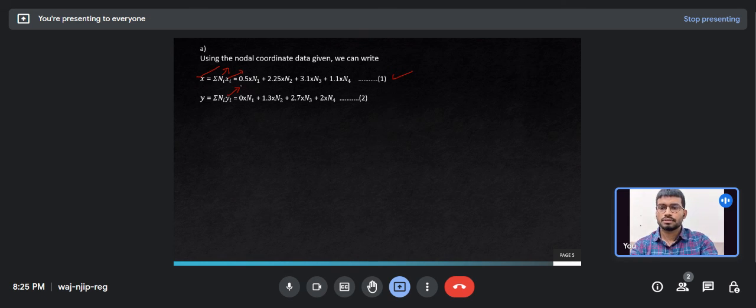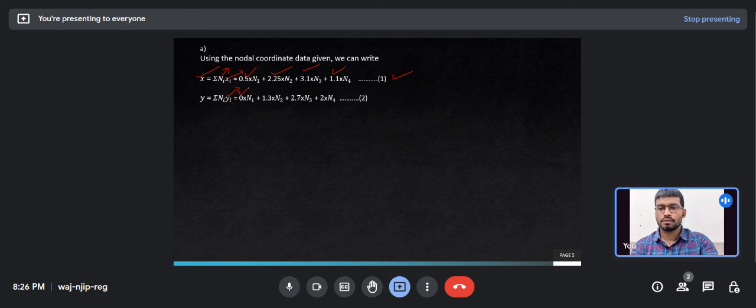So once we substitute the values, here I have substituted the x coordinates. In the first equation, I have substituted the x coordinates of the first element. Right, this is the x coordinate of node 1, this is the x coordinate of node 2, this is the x coordinate of node 3, this is the x coordinate of node 4.